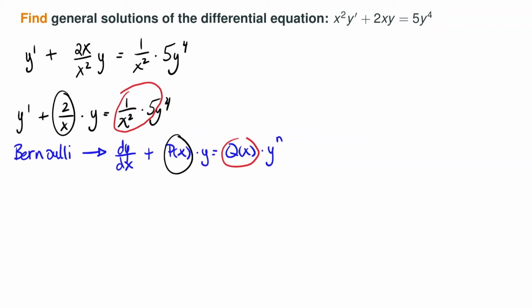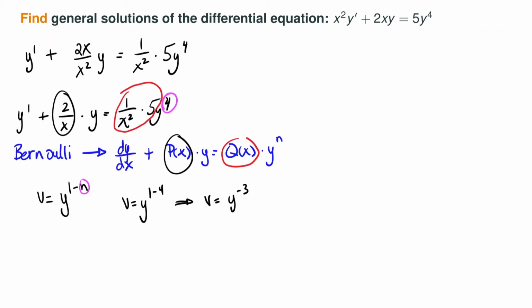And once we recognize that we have a Bernoulli equation, then we have the substitution. V should be set equal to y to the 1 minus n, where n is the number that the y term is being raised to on the right side. So for our problem, we get v equals y to the 1 minus 4, which will give us that v equals y to the negative 3.